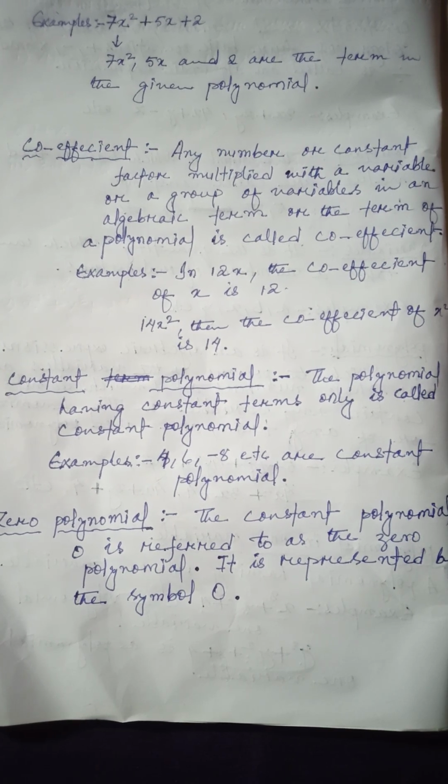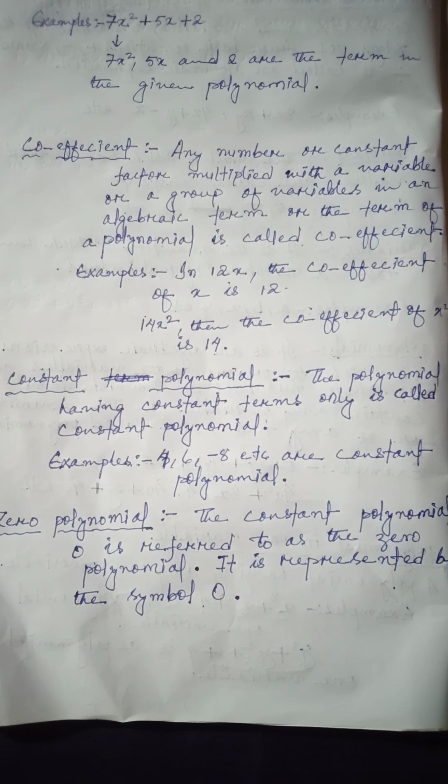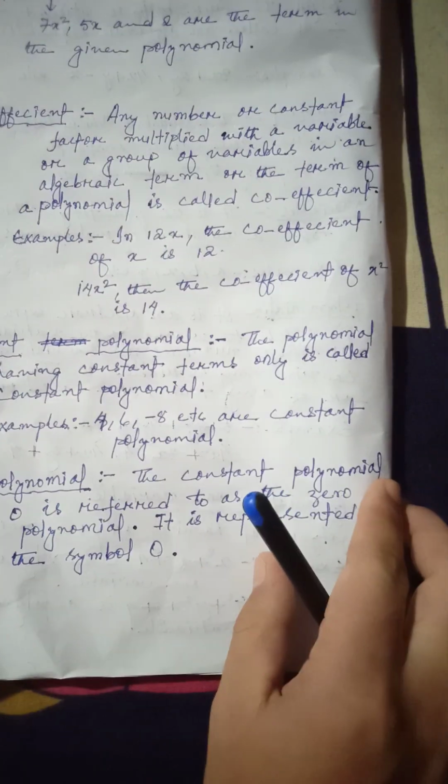Then in the next problem we have zero polynomial. What do you mean by zero polynomial? Zero polynomial means constant polynomial 0. We call it as zero polynomial.